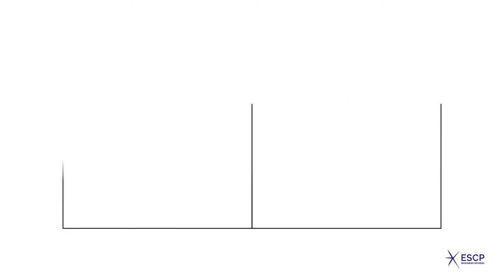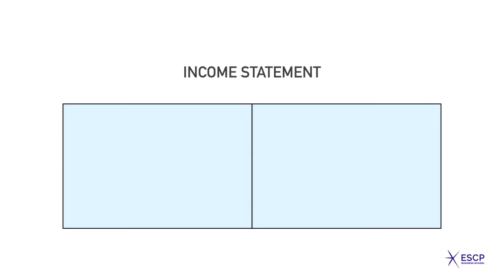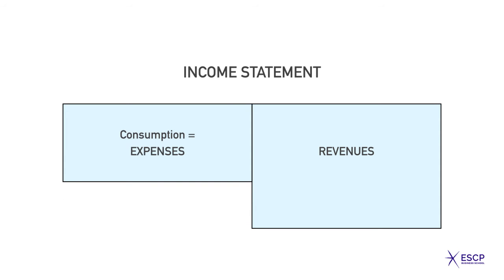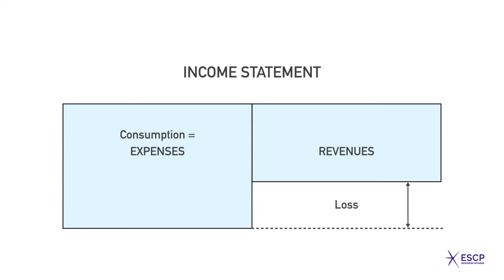The income statement measures the economic performance of the period by comparing mainly the income from the business activity and the total expenses incurred to generate this income. When revenues are higher than consumption, called expenses in accounting language, the net income represents a profit. In the opposite case, a loss.